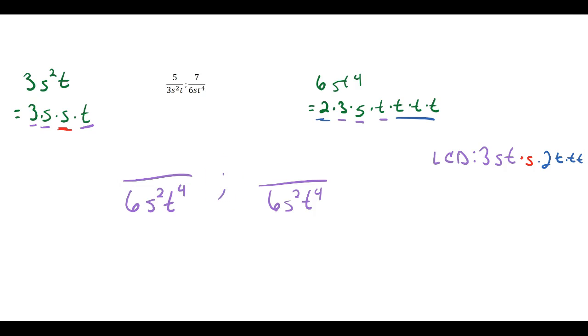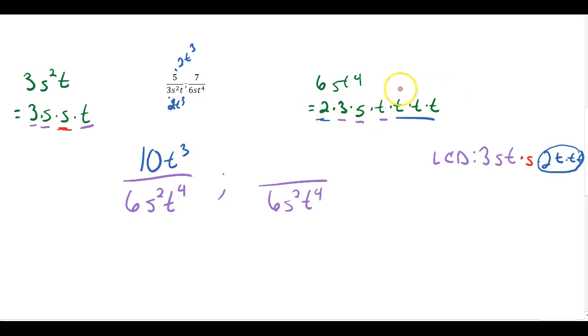Okay, now looking at this first one, what I'm missing between here and here were these values, a 2t to the 3rd. So I'm going to multiply the numerator by a 2t to the 3rd, which is the same thing as what I've done to the denominator. That should be a 2t to the 3rd. So 5 times 2t to the 3rd gives me a 10t to the 3rd.